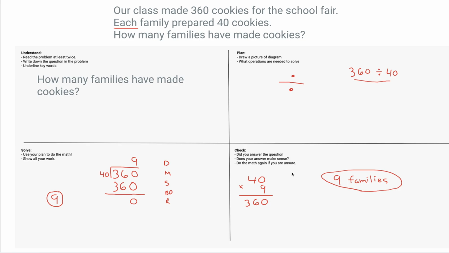To figure out if it makes sense, one way you can do it is to do the opposite operation. For division, we know the opposite operation is multiplication. I can check just to make sure I'm correct. I can do 40 times 9 and I get 360. So I know that 9 is correct. So there we go. You've done the understand, the plan, the solve, and check. In the next slide, go ahead and try to solve some problems using this strategy.